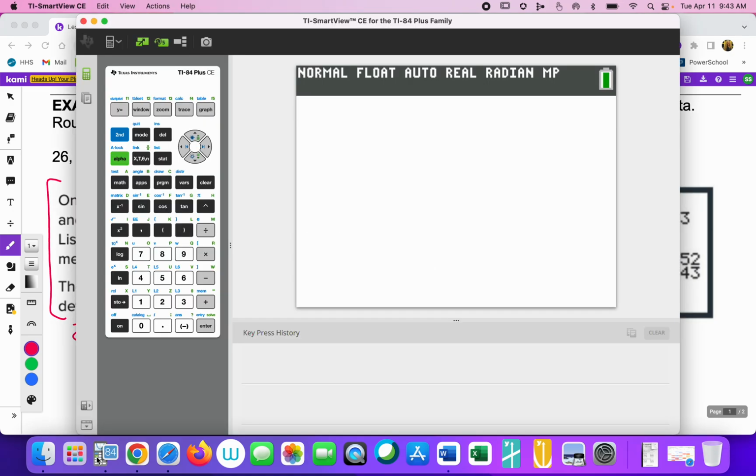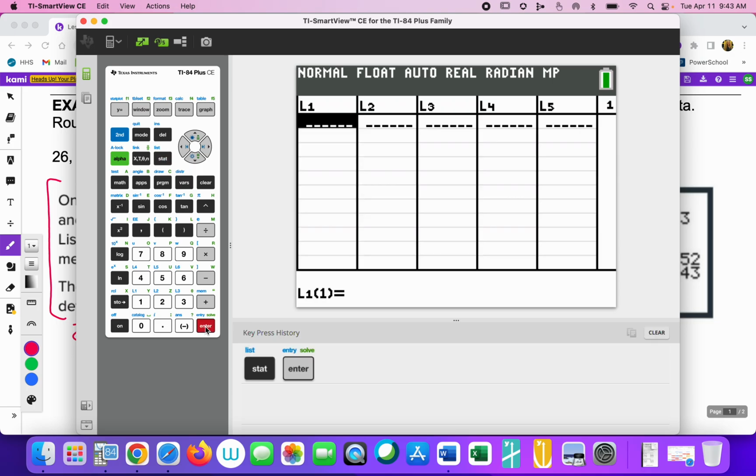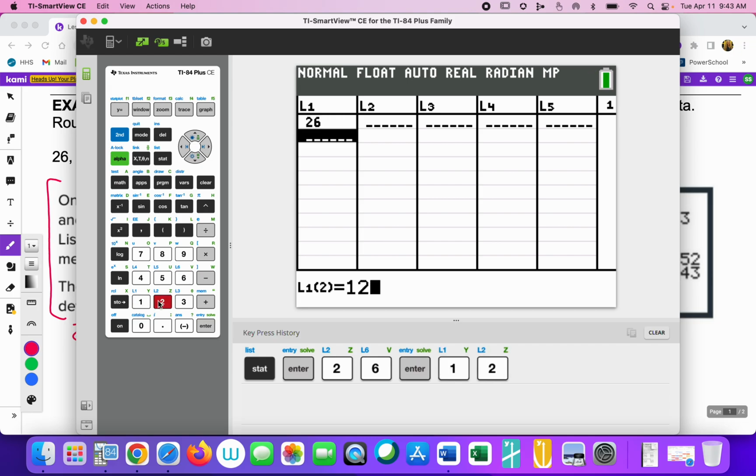Okay. So stat is to the right of the green alpha button. It's already on edit, so go ahead and hit enter. So if you reset the calculator, this should all be blank. Now in L1 or list 1, type in all the numbers. So you'll hit 26, enter, 12, enter. Make sure you get them all. Make sure you don't skip any. Make sure you don't duplicate, like enter it in twice by accident. You should have the exact same number of data values on your paper as you do in your calculator.